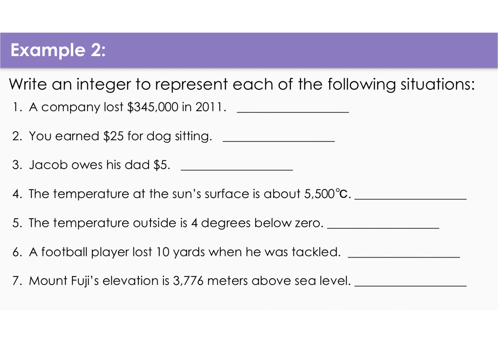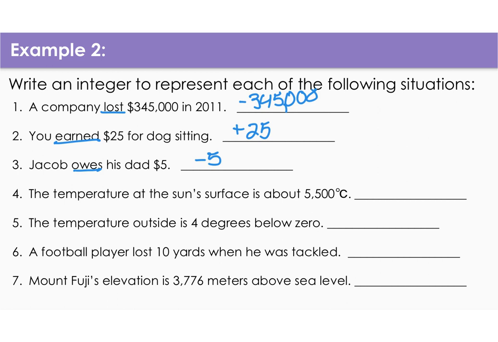A company lost $345,000 in 2015, so that would be negative $345,000 because of the word lost. You earned $25 for dog sitting, so 25 because of the word earned. Jacob owes his dad $5, so that would be negative 5.